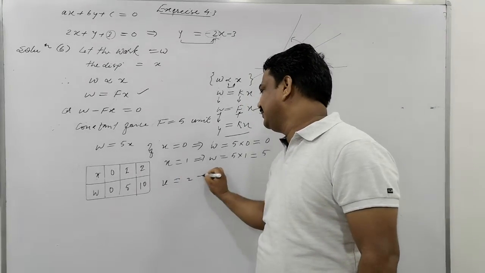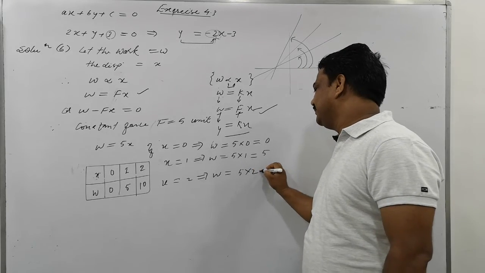So x is what here? Then 2. So what is that? W is equal to 5 into 2 there also. It's 10.